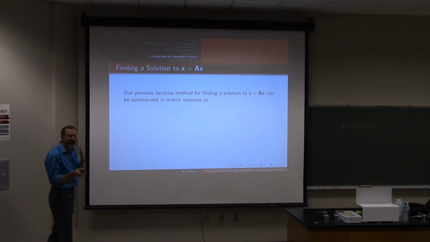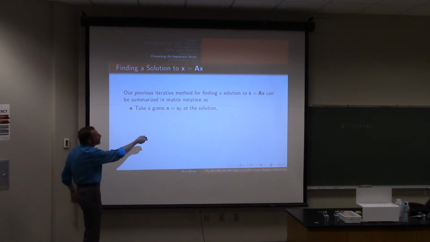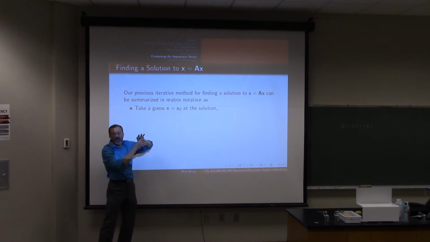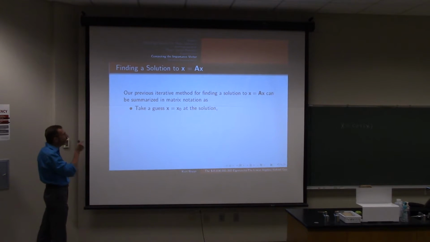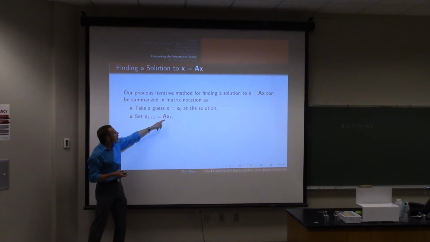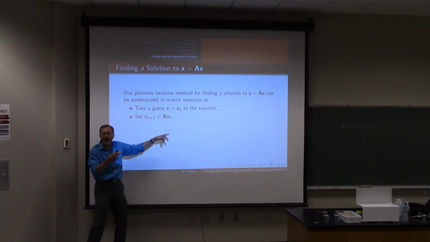Our previous method, that fixed point iterative method I showed you for finding a solution to x = Ax, you can summarize more tightly in matrix notation like this. You want to find a solution to x = Ax? Well, take a guess at the solution. Just take a wild guess. It's helpful if you take the guess to be non-negative; I'll come back to that later. In any case, take a guess at the solution, multiply your guess by the matrix A to produce an updated version of your guess, and just keep doing that. Multiply by A, feed it back in, multiply by A, multiply by A.